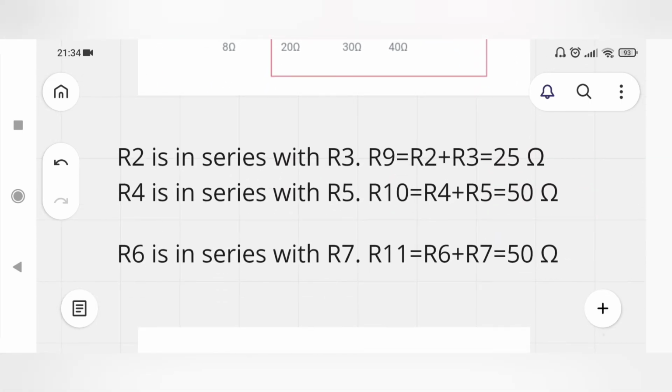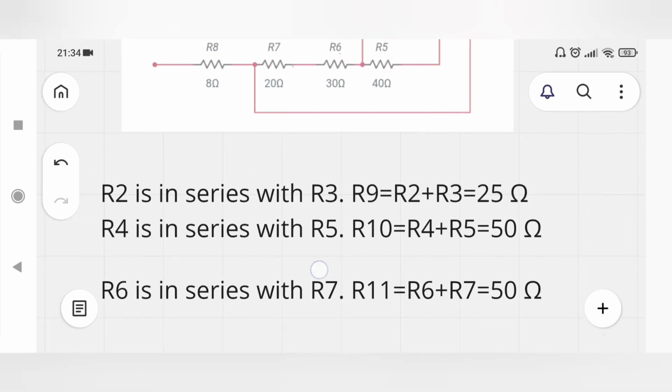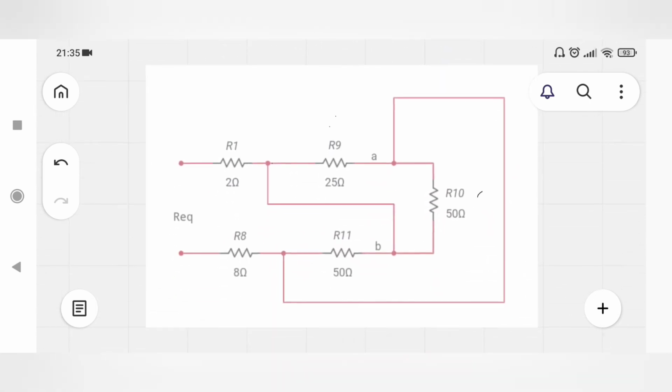R2 is in series with R3, and R9 is equal to R2 plus R3, which is equal to 25 ohm. Similarly, R4 is in series with R5, and R4 plus R5 is equal to 50 ohm. R6 is in series with R7, and it is equal to 50 ohm. Redraw the circuit.